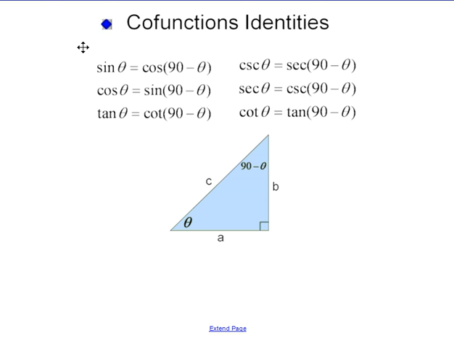Here are the cofunction identities. These are in your book. And these are just another way of writing out the cofunction. So sine of theta would equal the cosine of 90 minus theta. If you remember, 90 minus theta is how we were finding complementary angles. So in this case, theta and its complement, 90 minus theta, sine and its cofunction, cosine.